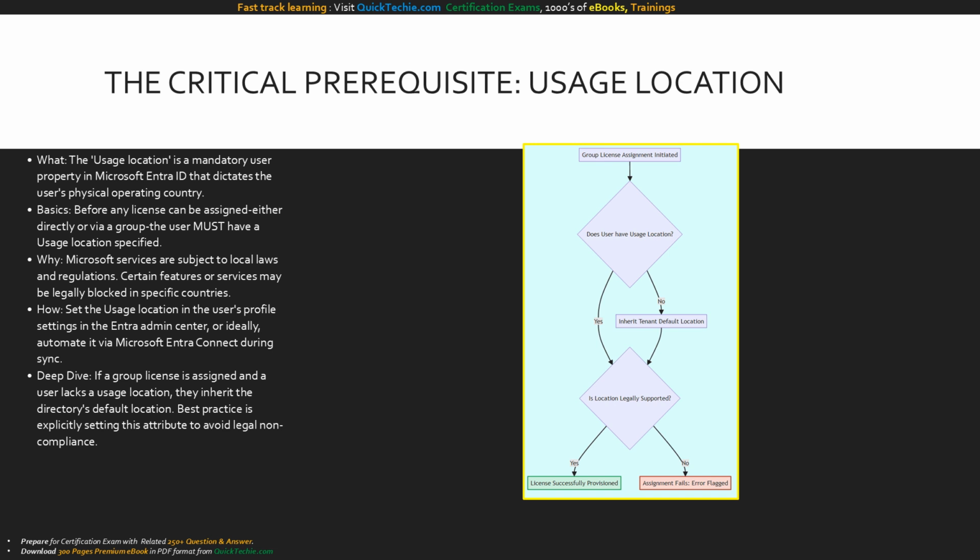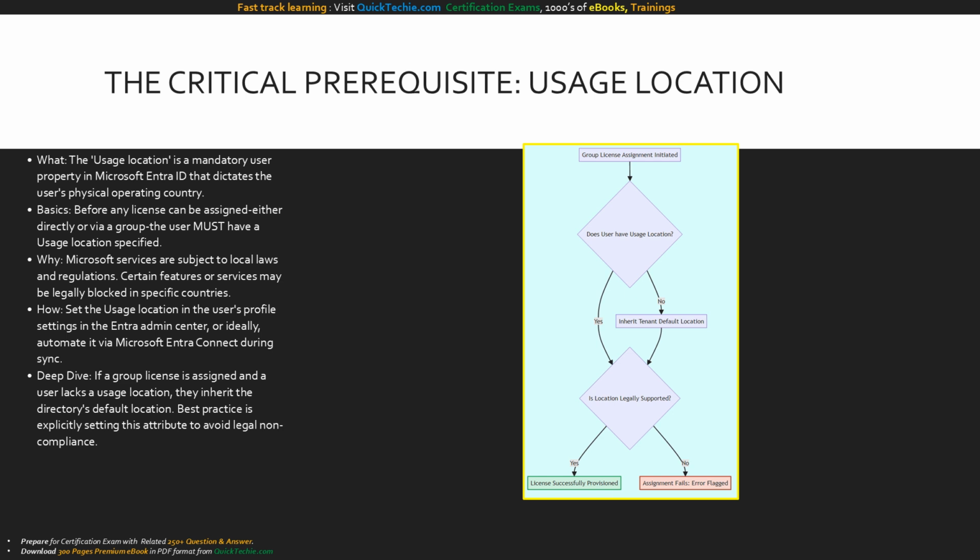Configure your HR system or Microsoft Entra Connect to populate the usage location attribute the moment the account is created. While Entra will try to fall back to the tenant's default location, relying on that is risky for global organizations. Let's walk through the exact logic Entra uses during assignment.